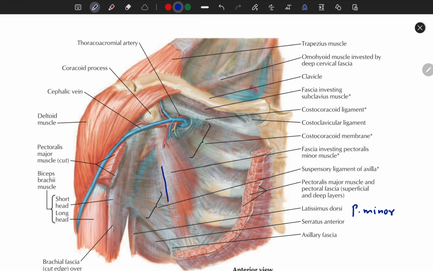So this is the pectoralis minor muscle. It is a triangular shaped muscle. Actually it is taking origin from the 3rd, 4th, 5th ribs. It is actually present deep to the pectoralis major muscle. You can see this is the pectoralis major muscle. So it is present deep to the pectoralis major muscle. And the tendon of the pectoralis minor muscle is going and attaching to the medial border of the coracoid process. So this is a coracoid process.